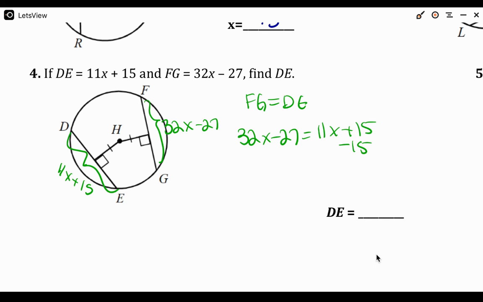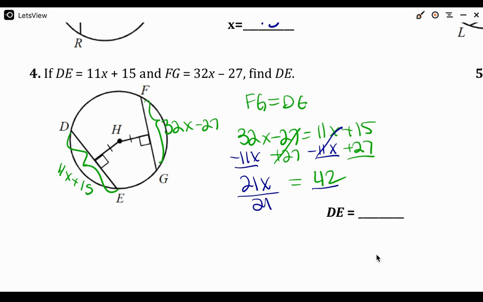So minus 50, wrong way. Add 27 to both sides. And at the same time, just to save steps, I'm going to minus 11x. So that cancels out my 11x, so we get 21x. And now here, those cancel out, and 15 plus 27 gives us 42. Now divide by 21. X is equal to 2.